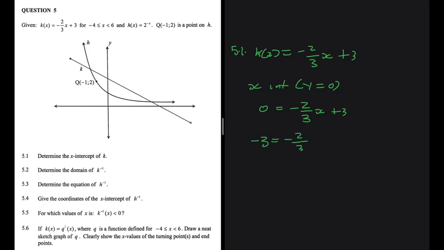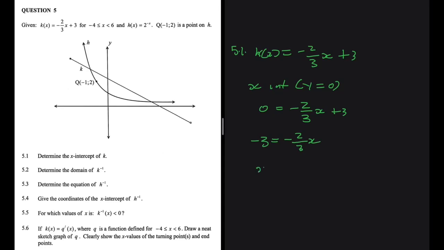5.1. So 5.1 is saying that let's determine the x-intercept of k, right? We're given the equation of k of x being equal to minus 2 divided by 3x plus 3, right? So in order to find the x-intercept, we let y be equal to 0, right? So if we do that, we're going to get 0 is equal to minus 2 divided by 3 multiplied by x plus 3. So right now we're going to take 3 to the left hand side. So we're going to get minus 3 being equal to minus 2 divided by 3x.